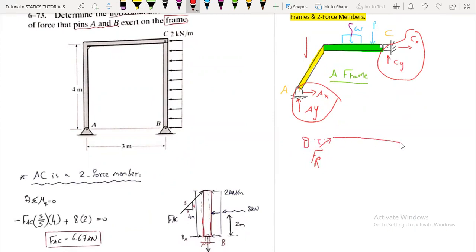Okay, so we are left with what? How many unknowns? Only 3 unknowns, Cx, Cy, and also we have the external loads here, E and W, and Fr. So from 4 unknowns, we have reduced the unknowns to 3 unknowns. Okay.